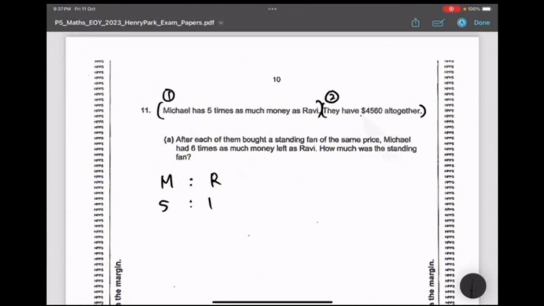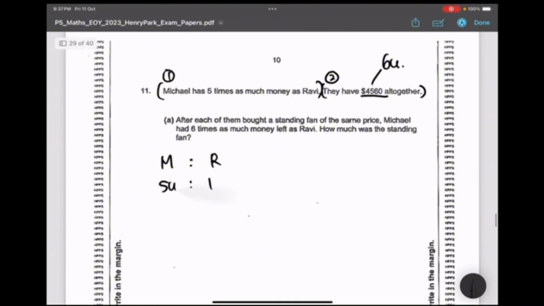So from this, we know that this is the total amount, which is 6 units, with Michael having 5 units and Ravi having 1 unit. Alright, let's look at part A. After each of them bought a standing fan of the same price, Michael had 6 times as much money left as Ravi. Alright, this is my sentence number 3.